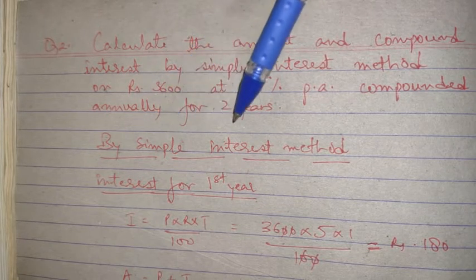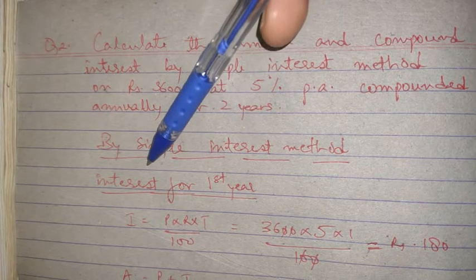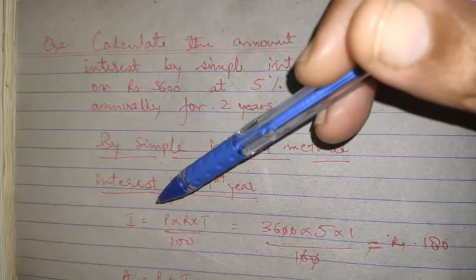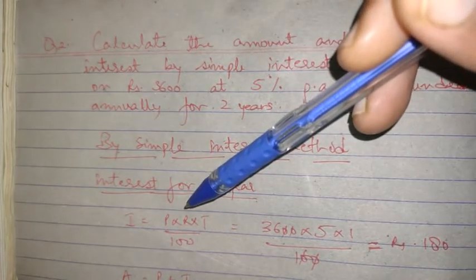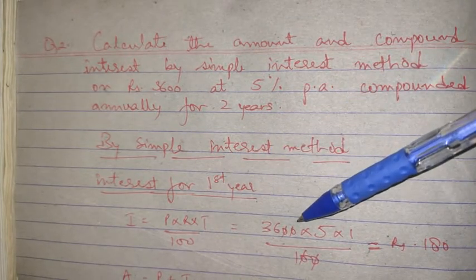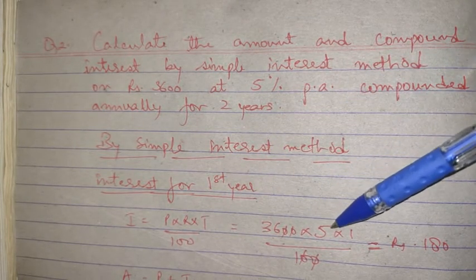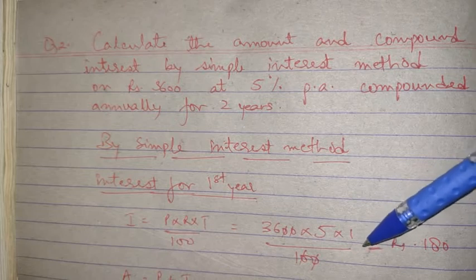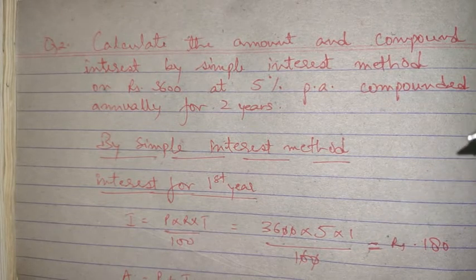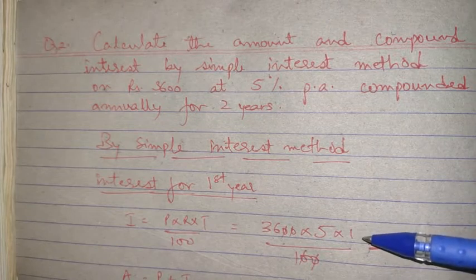By the simple interest method, we are going to first find the interest for the first year. Interest is calculated by the formula of simple interest, P into R into T upon 100. In place of principal, I substitute 3,600 into 5. In place of time, I'm not going to substitute 2 years, because I'm taking out the interest for the first year only, for 1 year. So I substitute the time as 1.